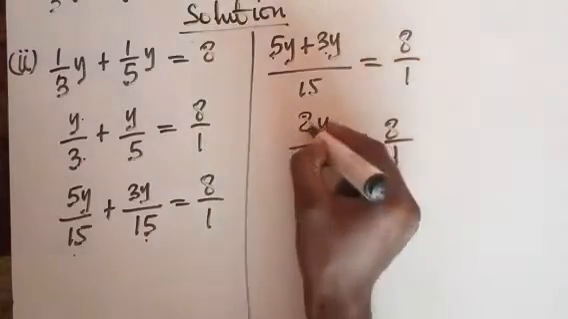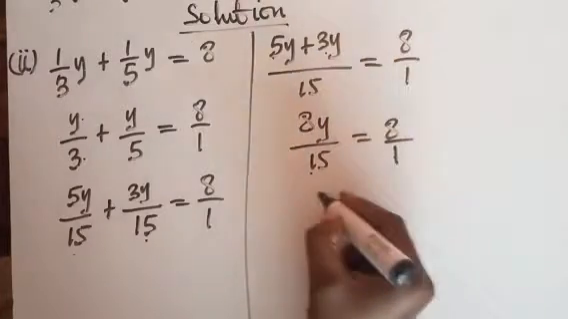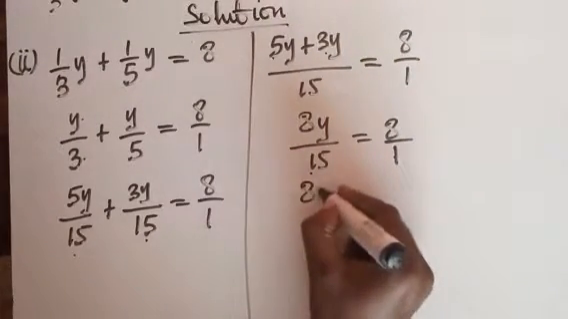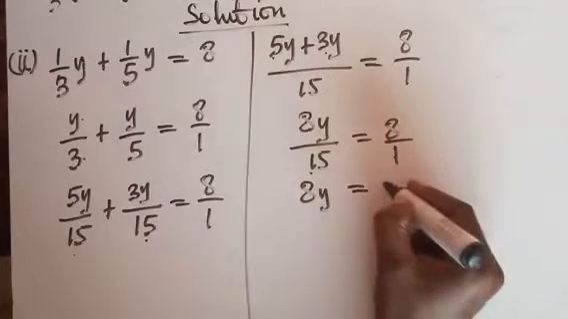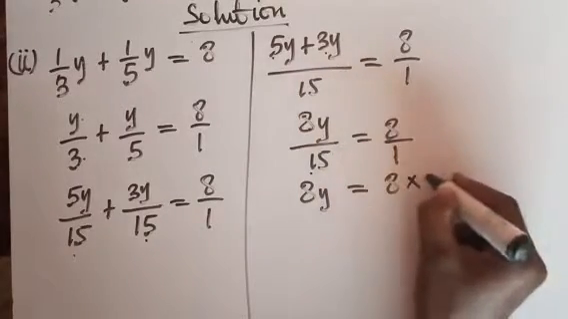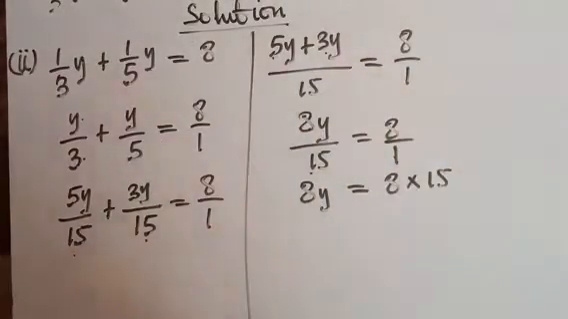Now 1 will multiply here and 15 will go here. So I have 8y equals 8 times 15. Good. I need y.